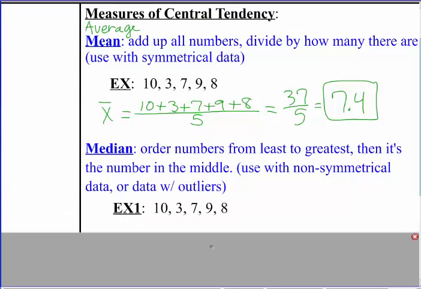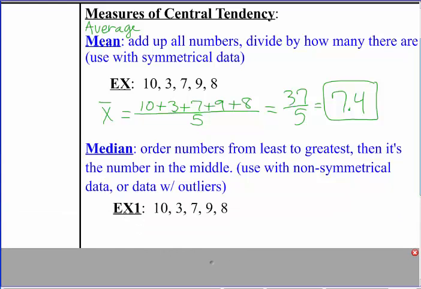Next is the median. To find the median, you must order the numbers from least to greatest first, then it's the number in the middle. We usually use the median when our data is non-symmetrical or if you have some strong outliers. Symmetrical and non-symmetrical data is what the shape of the graph looks like after you are done. So I can show you a few examples. Symmetrical would look something like this. Non-symmetrical might look something like this.